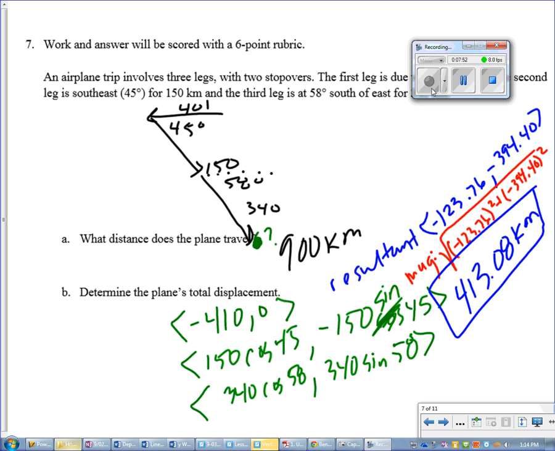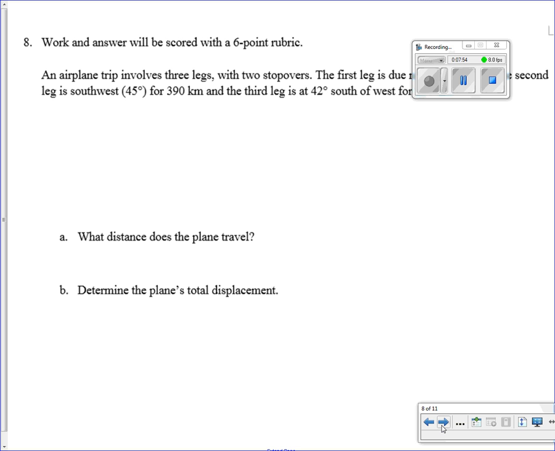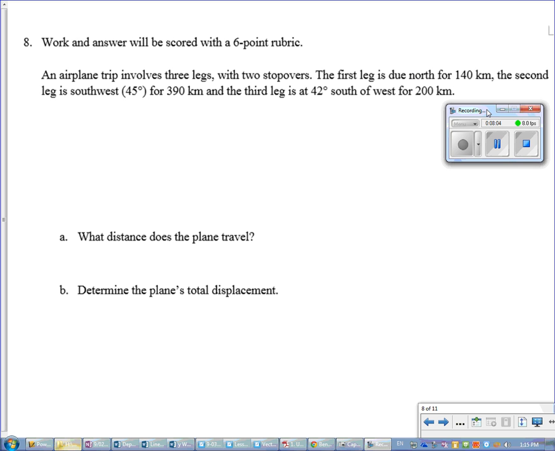Okay, let's practice one more. Same scenario. I wonder what the scenario is going to be on the test. An airplane trip involves 3 legs and 2 stopovers. This time, first leg is due north for 140 kilometers. And then southwest for 390. And then south of west again.